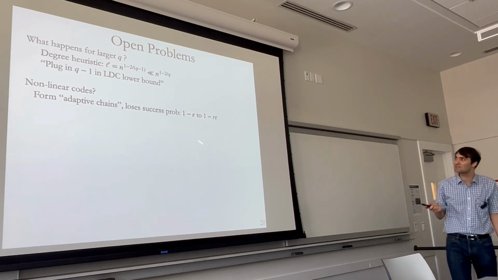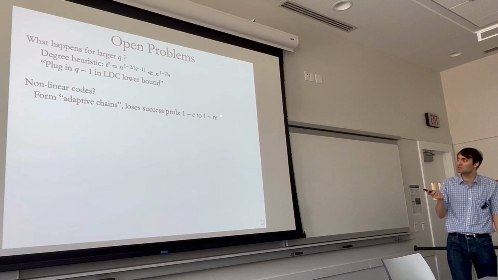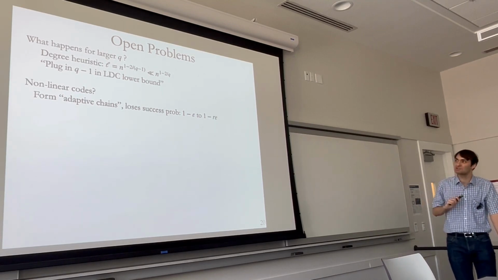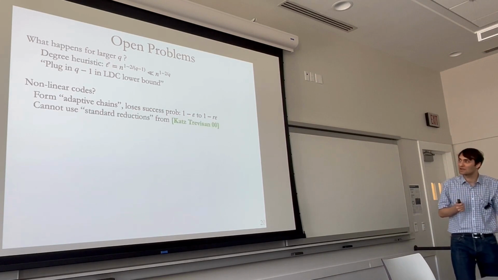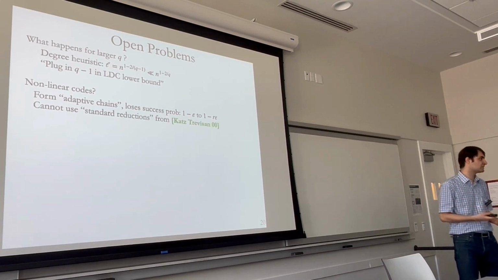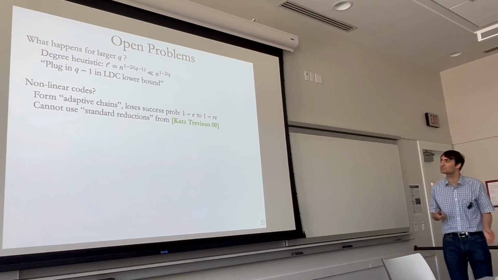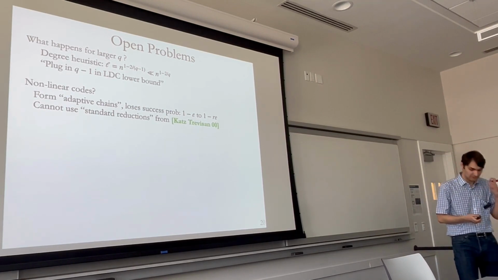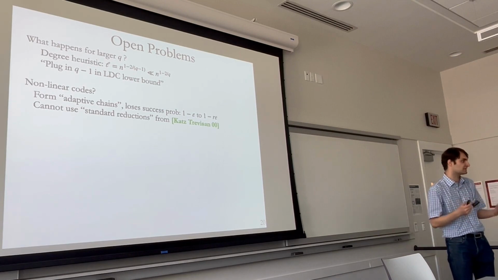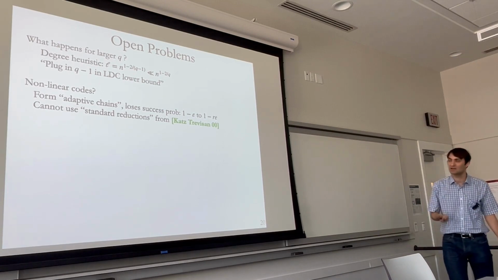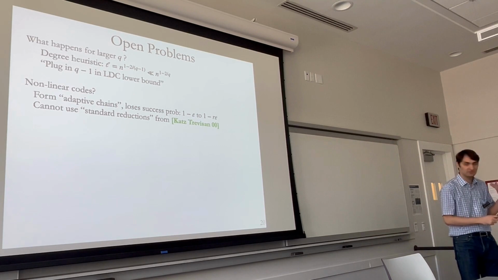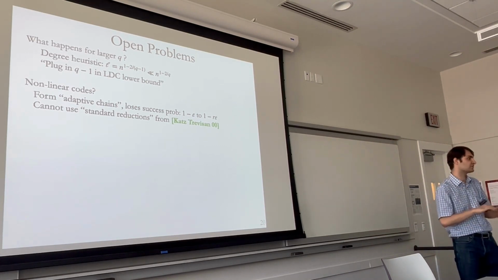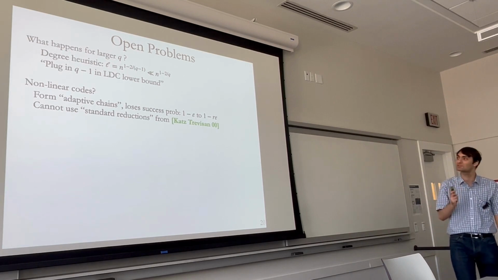And when you form chains, if the success probability is 1 minus epsilon, it now goes down to 1 minus r epsilon. The union bound here seems rather inherent. In particular, the key point is we cannot use standard reductions from Katz and Trevisan, which are very nice reductions that work for converting nonlinear codes to something that essentially looks like a linear LCC or LDC, but it turns out that reduction doesn't actually work here. So it doesn't fit in with this chain derivation strategy. So we had to do something different.